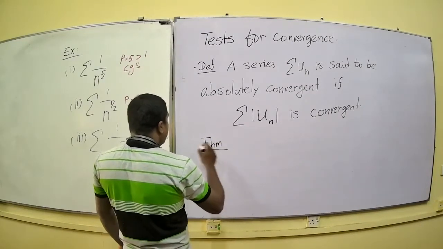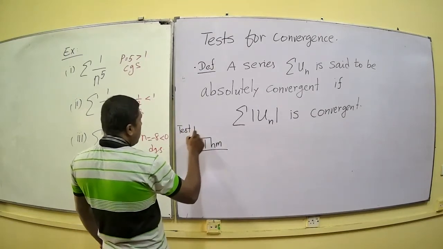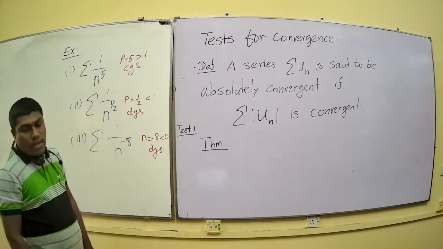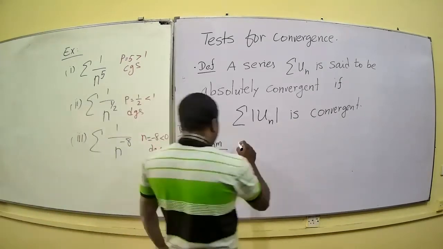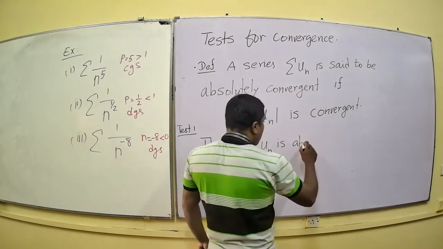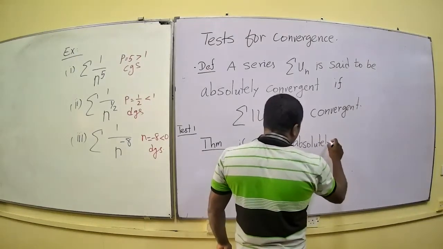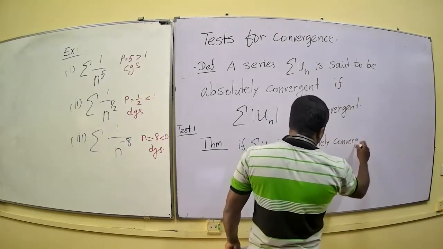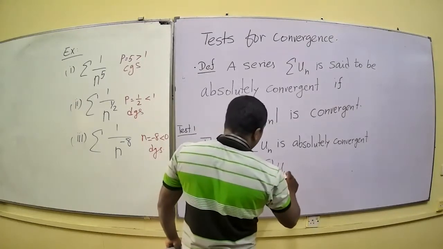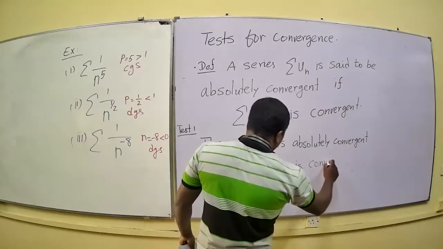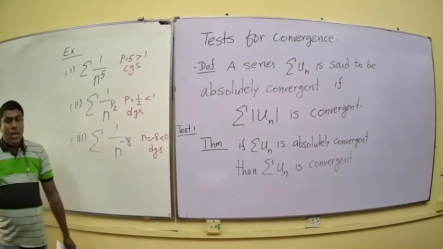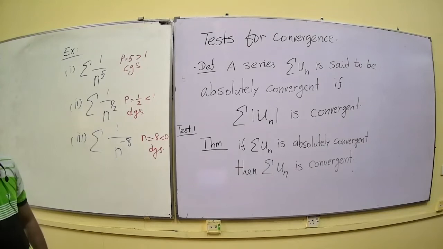I will write that as a theorem. This is test one. You can name it test one, but actually it's a theorem. Whenever the series is absolutely convergent, then it is always convergent. In other words, every absolutely convergent series is convergent.